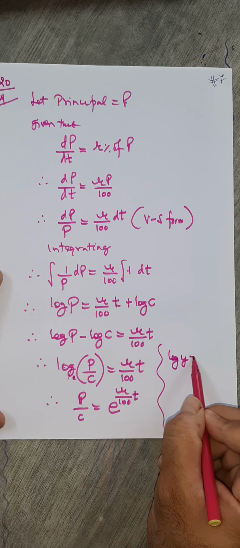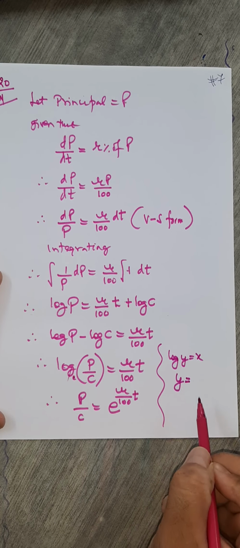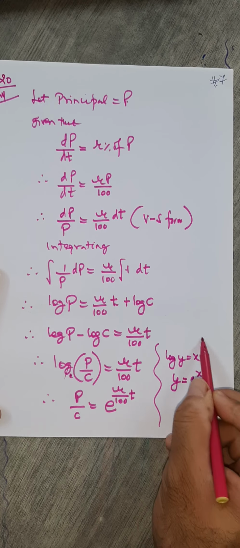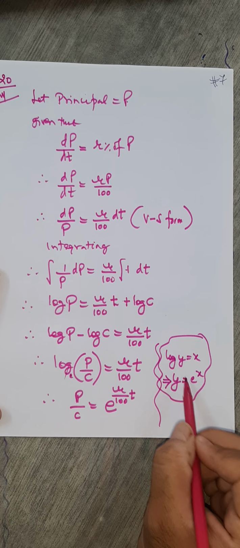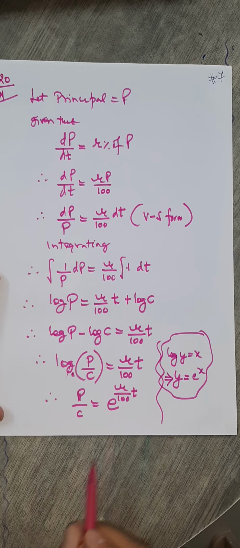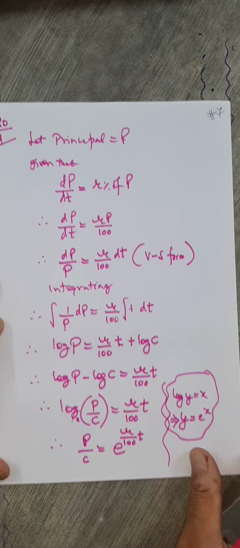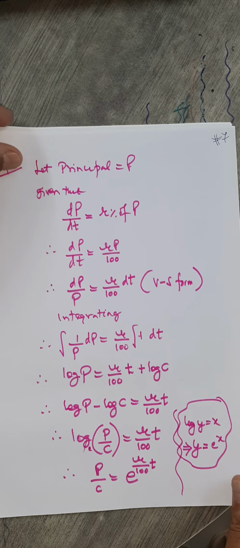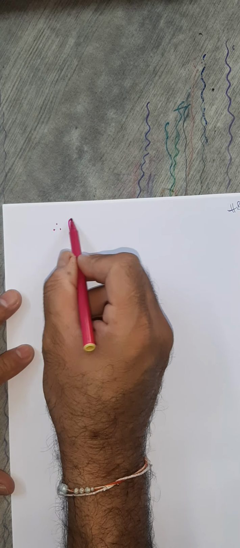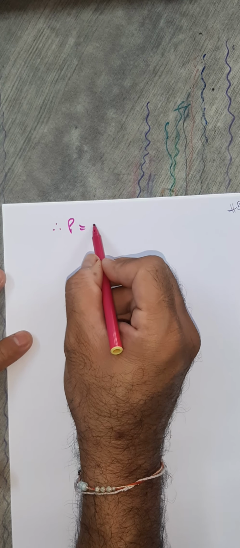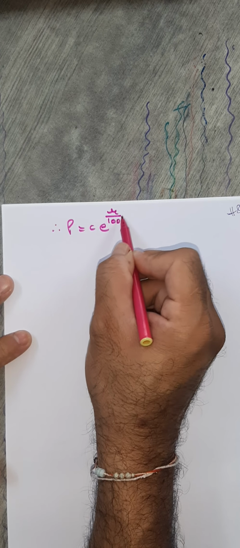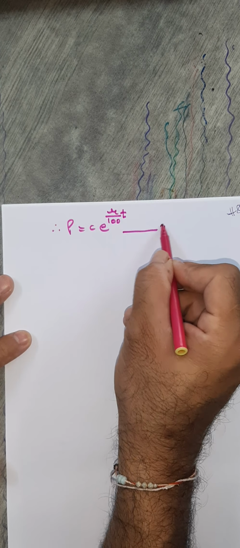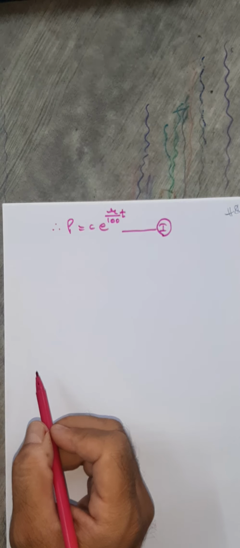If log y equals x, then what is y? You know it is e raised to x. This is the definition. What's y here? e raised to x. So we are getting this. And therefore, finally, p equals, we are getting this equation. Therefore, p, the principal, equals c into e raised to r by 100 into t. This is the main equation where c is an arbitrary constant, remember.